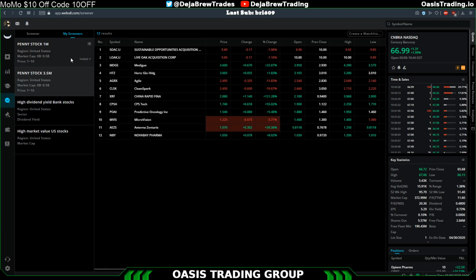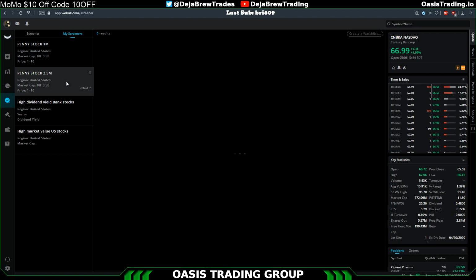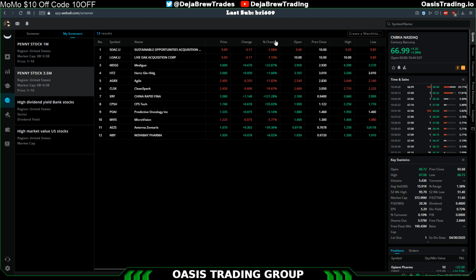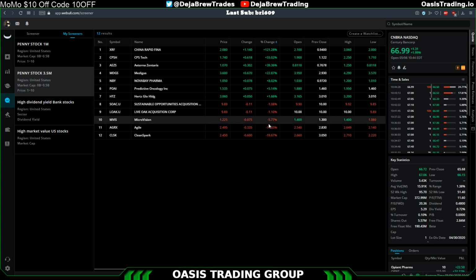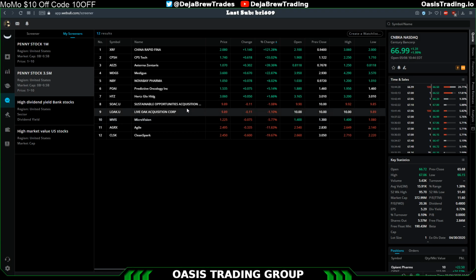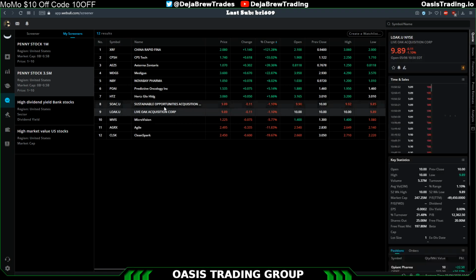There we go. Now we have the 3.5 million scan and we have the 1 million scan. So on the 3.5 million scan today, we can get rid of these red ones if we want, but I leave the red ones because of the reversals. You could look for the gap reversals. Let me see if any of these are doing that. Let's see.